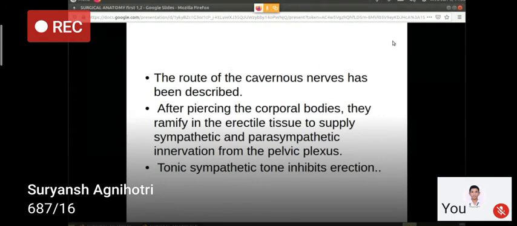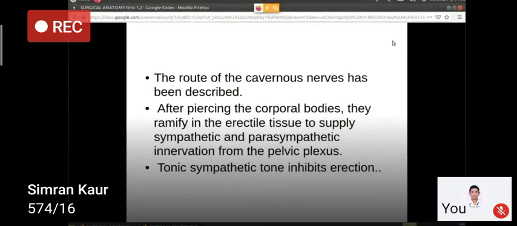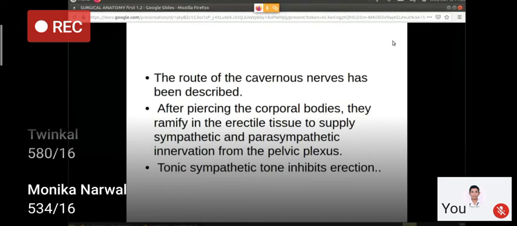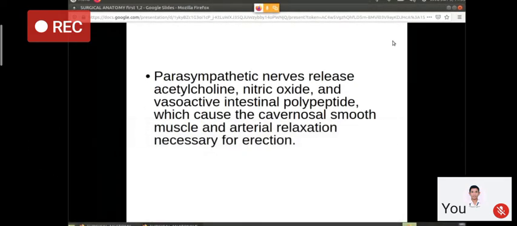The root of the cavernous nerve has been described. After piercing the corporeal bodies, they ramify in the erectile tissue to supply sympathetic and parasympathetic nerves from the pelvic plexus. Tonic sympathetic tone inhibits erection. The parasympathetic nerves release acetylcholine, nitric oxide, and vasoactive intestinal polypeptide, which cause the cavernous smooth muscle and artery relaxation necessary for erection.